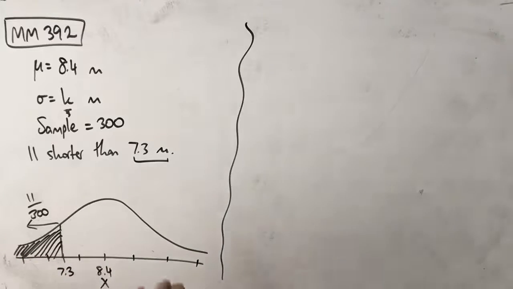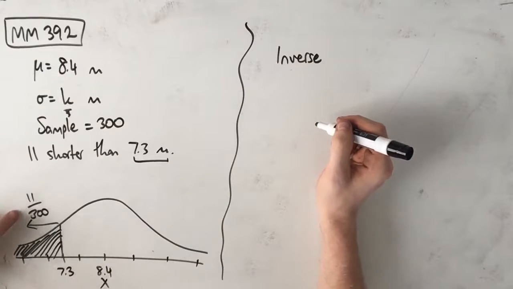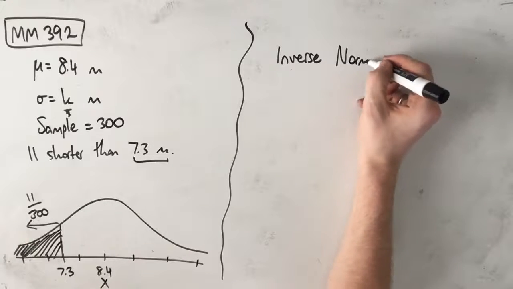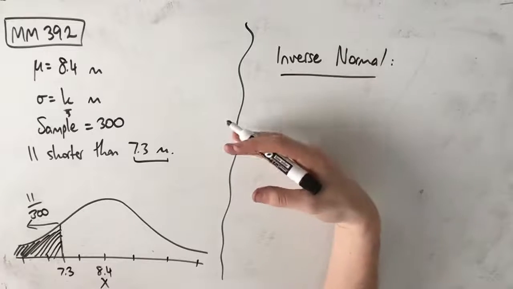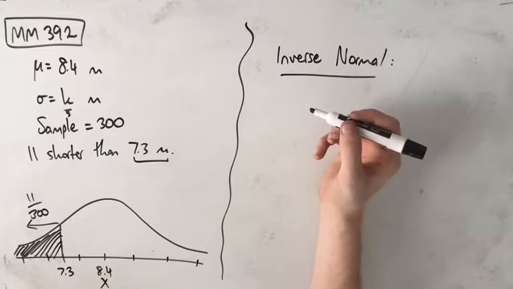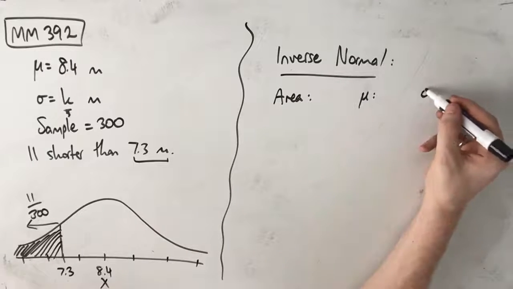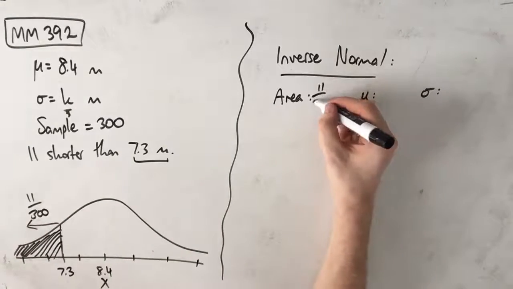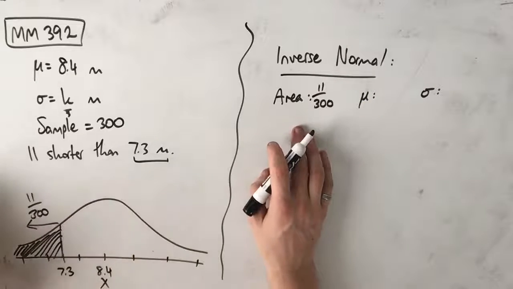So, knowing that, what we can do is use our inverse normal, which we use when we know our area or our probability, but we don't know our x or our z value. So inverse normal we use to find our z-score, or our z value, or our number of standard deviations away from the mean, all the same thing. Inverse normal is going to ask you for three things: area, mean, standard deviation. So our area is our probability, which is 11 on 300. Now with inverse normal, we always need to take the area, or the probability, to the left of the value that we're thinking of.